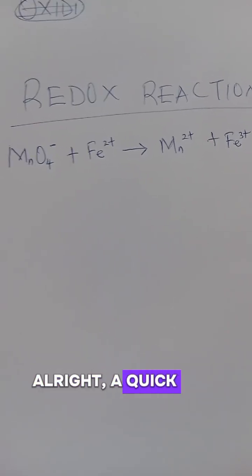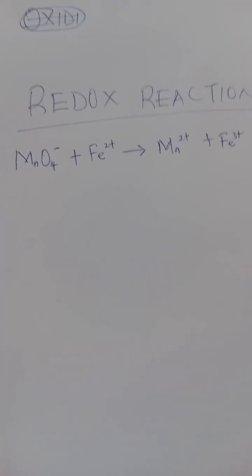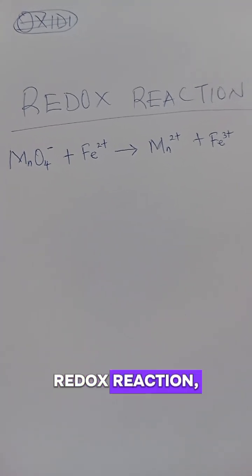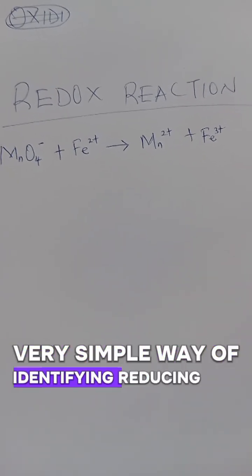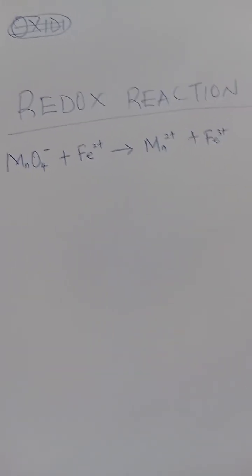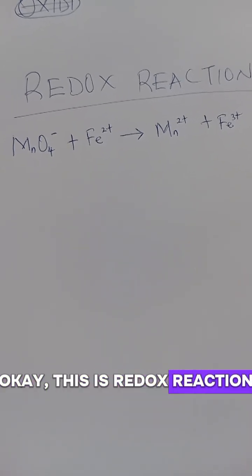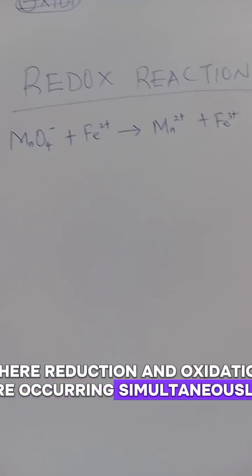All right, a quick one. We shall be looking at redox reaction, a very simple way of identifying reducing and oxidizing agents in an equation. It's very simple. This is a redox reaction where reduction and oxidation are occurring simultaneously.